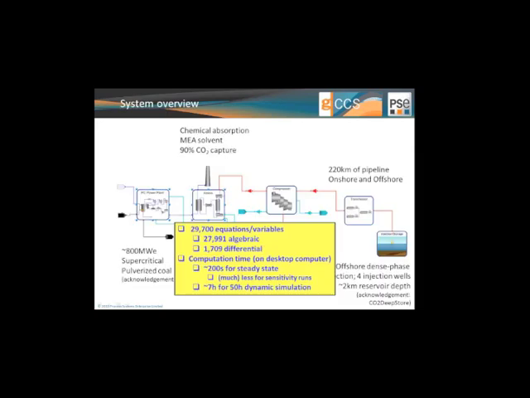Now, for those of you interested in the maths, might be quite few, the system comprises over 29,000 equations or variables. Of those, roughly 2,000 are differential. And in terms of computational time, and I guess this is the most interesting for you, this has been done, it says here, on a desktop computer. Actually, these calculations could be done on the standard laptops that we use here at PSE. Basically, a steady state calculation would require roughly 200 seconds. It will be much less for sensitivity runs.